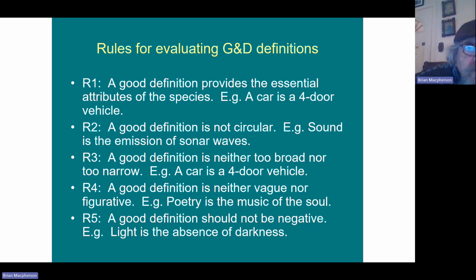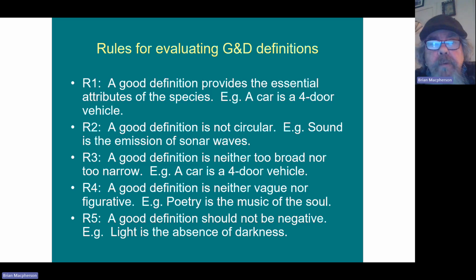Let's look at rule number 2. A definition should be not circular. What that basically means is that if you're defining a term and you use it to define it, then it's a circular definition. In other words, if the term to be defined is synonymous with the term that's defining it, then it's not a very useful definition. We call that a circular definition.